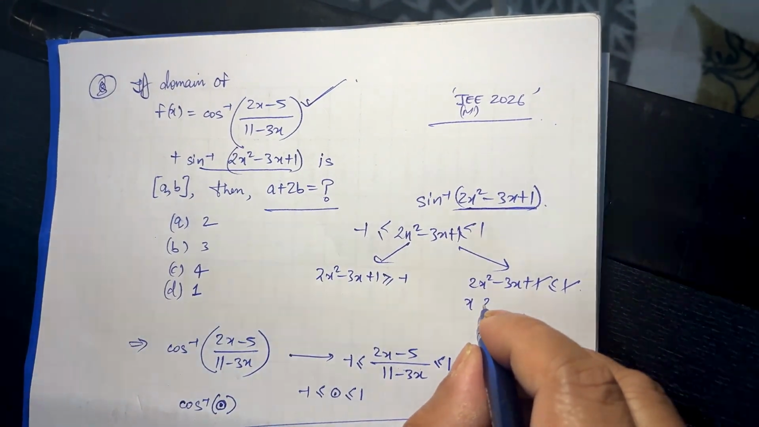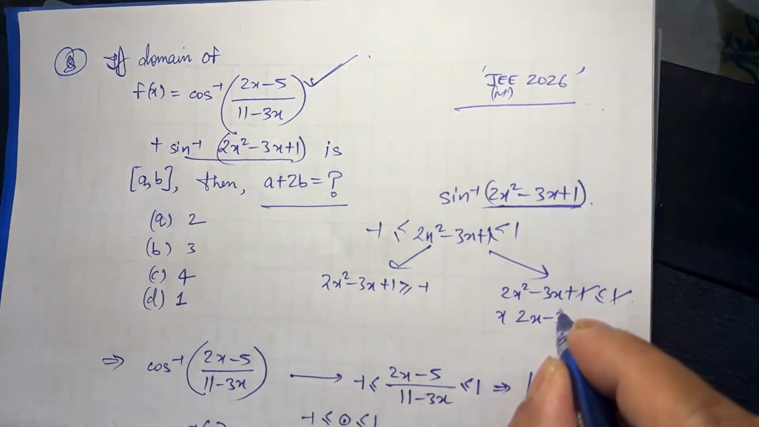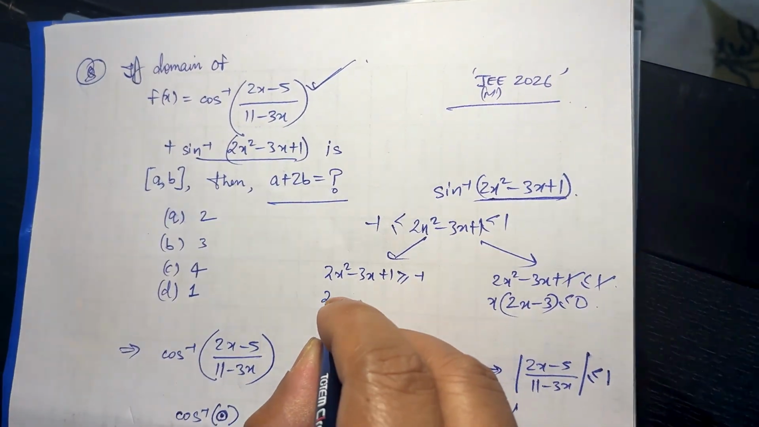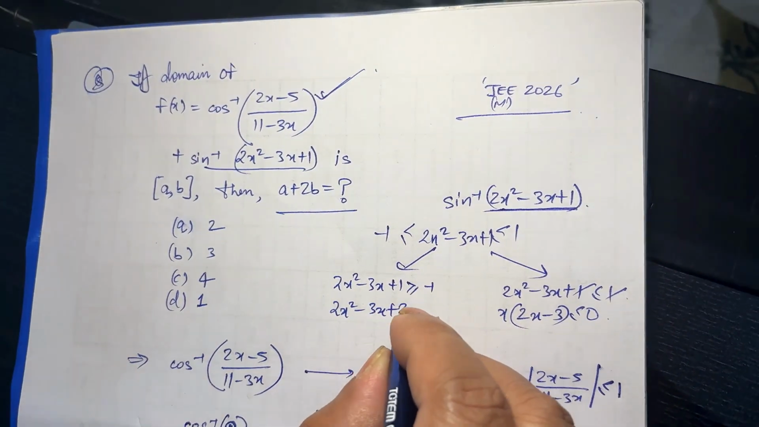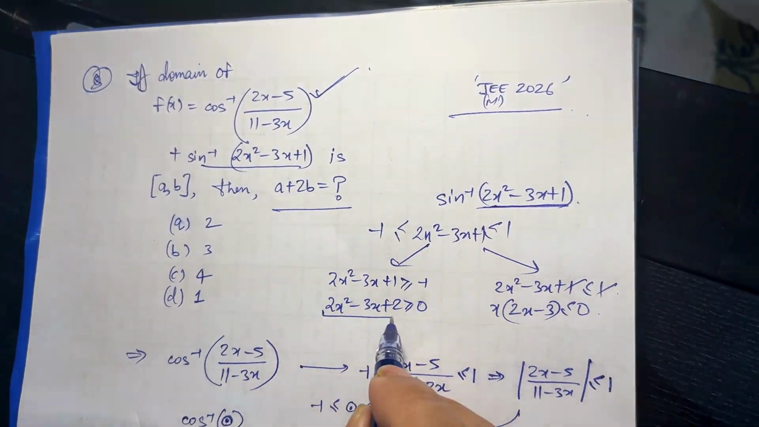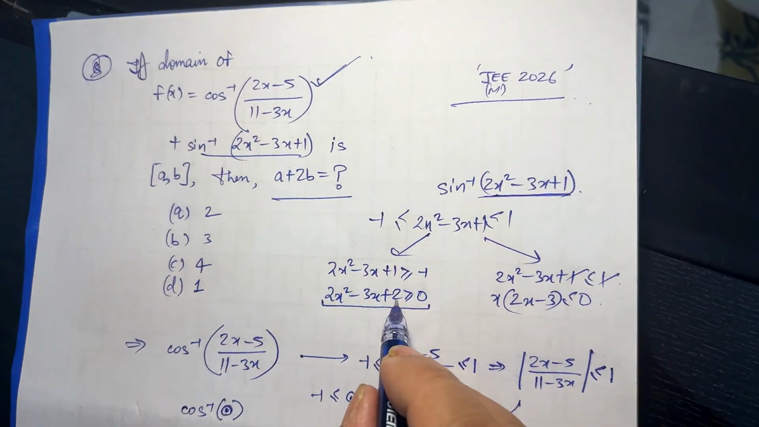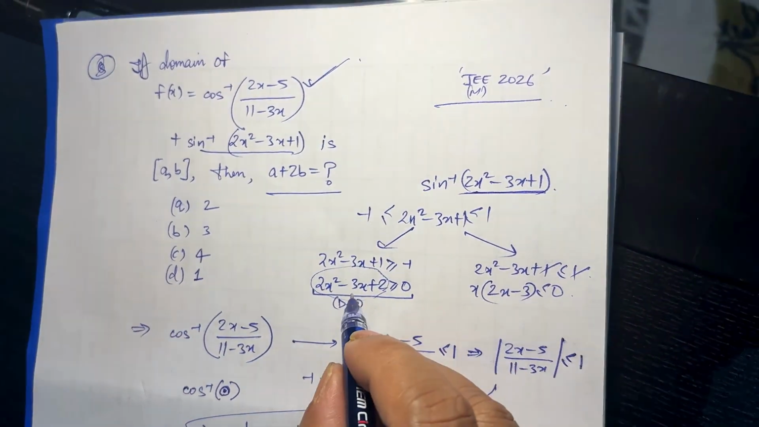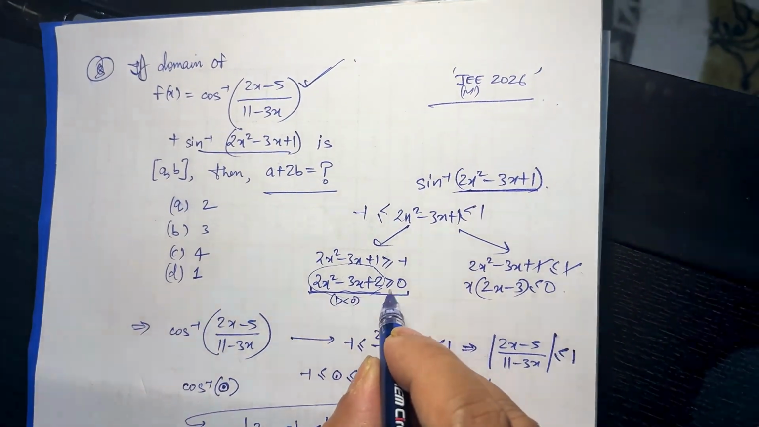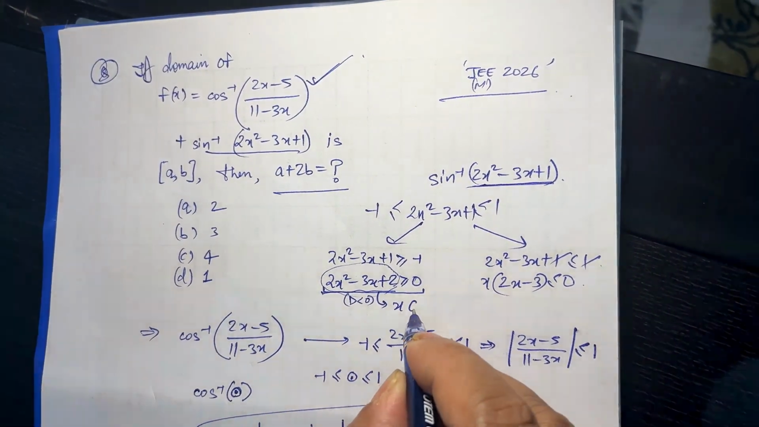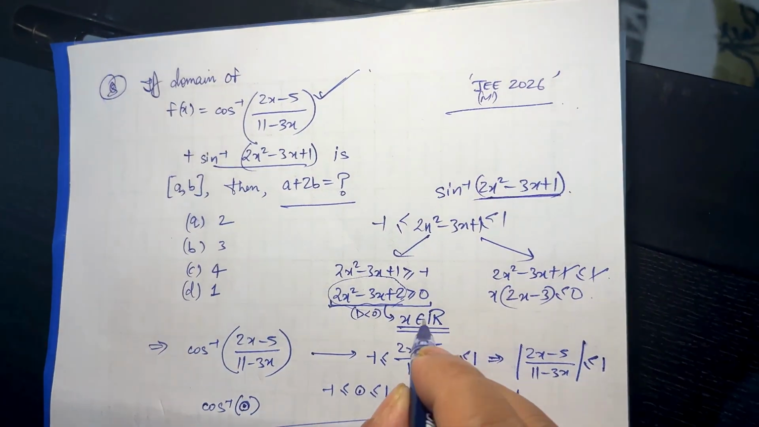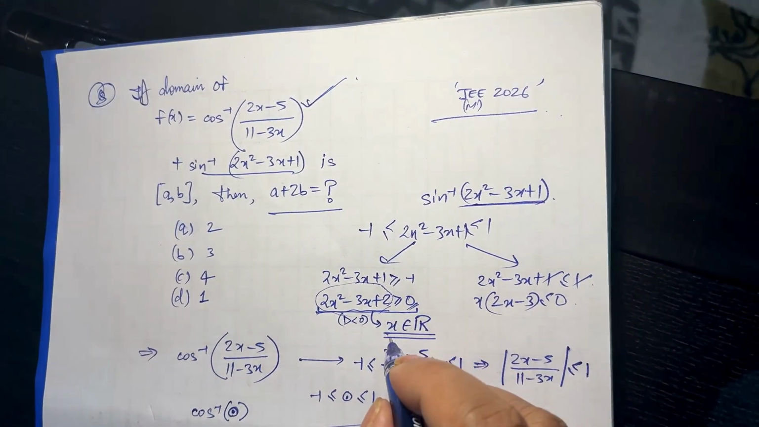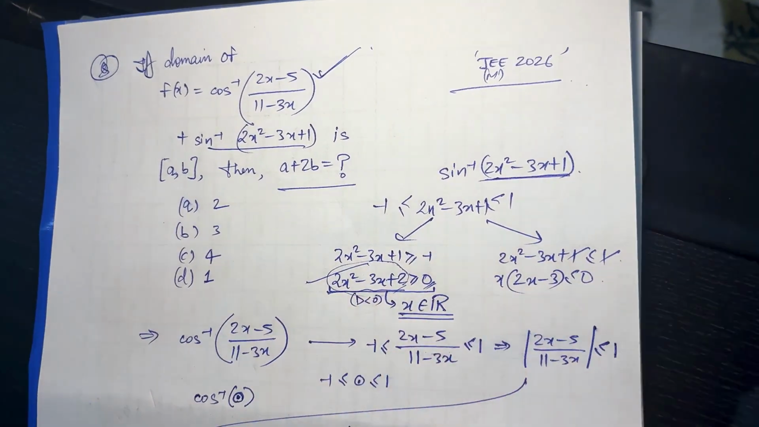Here, taking x common, we'll get x into 2x minus 3 less than or equal to 0. Here we'll get 2x square minus 3x plus 2 greater than or equal to 0. For this quadratic, the roots are imaginary. D is less than 0, the discriminant. So the value of this quadratic would always be greater than 0. So x here would belong to R. Any value of x would give this quadratic's value greater than 0 always. So for all x in R, this would hold true.